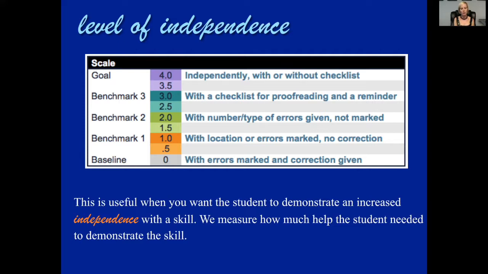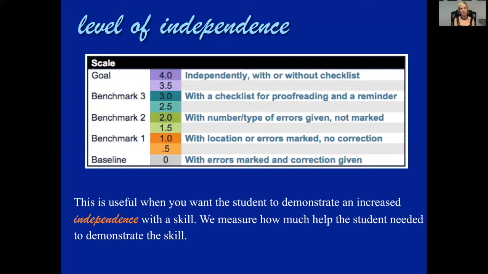We can start with giving a student a checklist for editing, maybe a reminder to use the checklist. We could give the student a number or type of errors within a paragraph or a page, but not mark them. Or we might highlight the errors, but not give the actual correction. Those are 5 different levels of giving the student a prompt rather than just saying this number of prompts. So we do want to think about that.